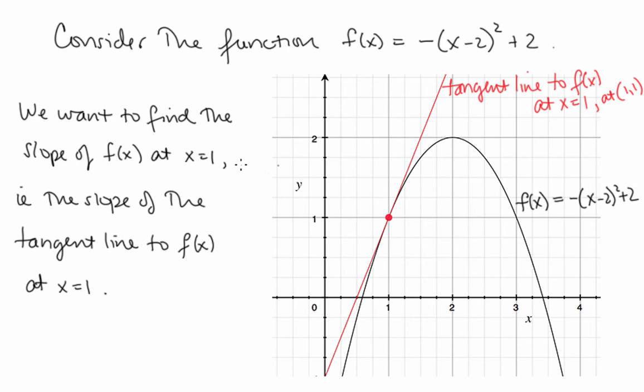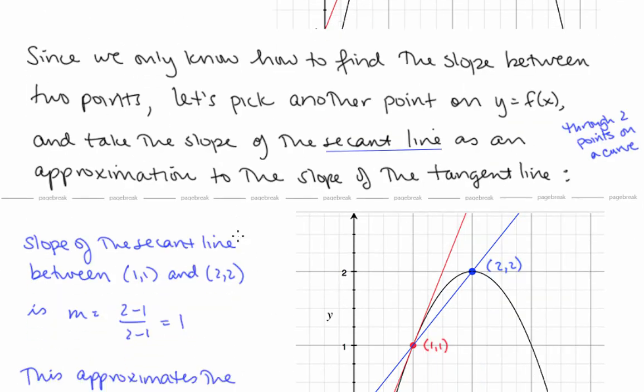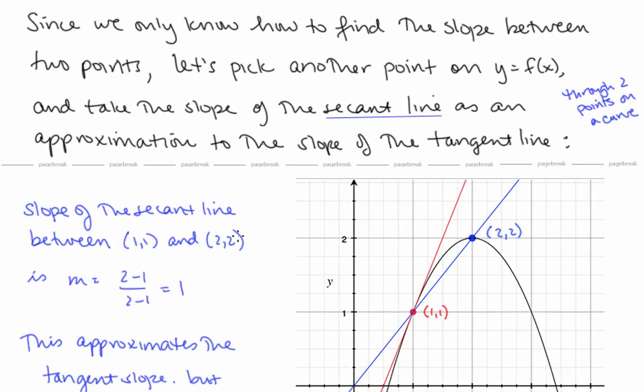And we're going to talk about finding the slope at x equals 1. So at x equals 1, the function value here is 1, so we're looking for the slope here at 1, 1. And so that's the slope of the tangent line to the graph at 1, 1. Now again, we said we don't have any methods for finding the slope of a line without having 2 points on that line. So let's use that idea to get at least an approximation to this tangent line slope.